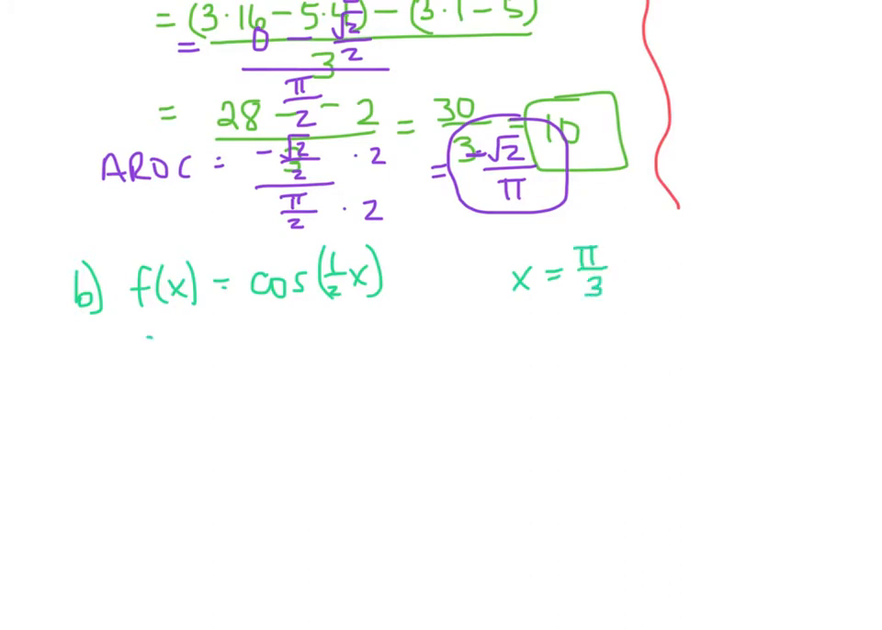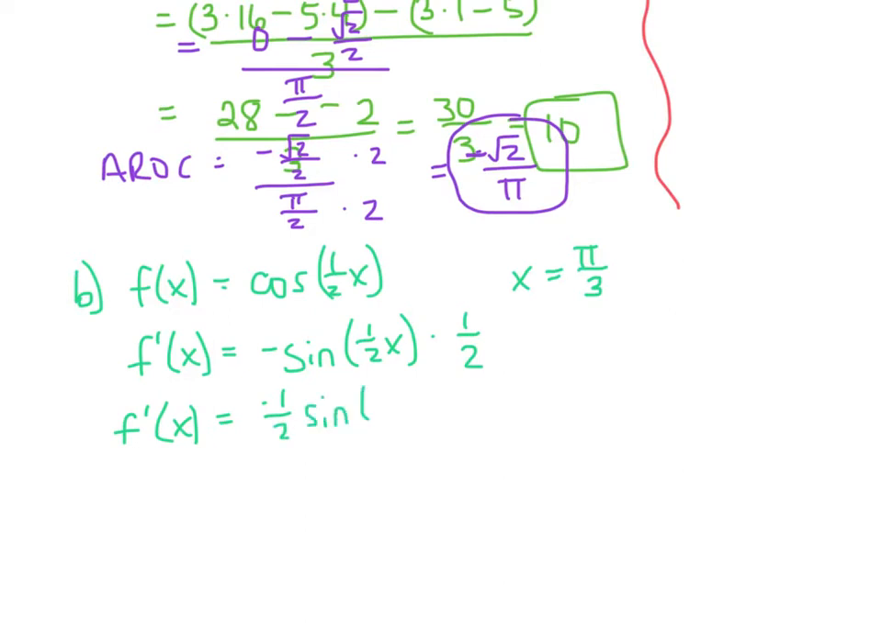All right, so f prime of x, I'm going to take the derivative of the function, would be negative sine, keep the angle, half x, times the derivative of the angle would be half. So f prime of x here would be negative 1/2 sine of half x. All right, last step would be to go ahead and plug in your x value of pi over 3. So we get negative 1/2 sine half of pi over 3 would be pi over 6.